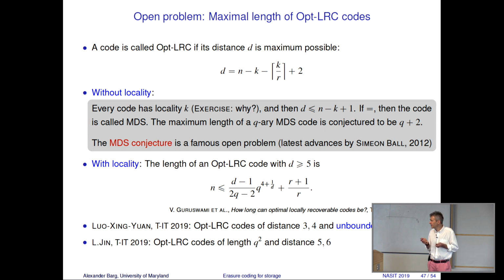Other than that, it is open. Are there codes of length q to the 4? I don't know. Are there codes of distance, not 5 and 6, but let's say 7 or 8 or 9 or 10, of length more than q? It's unclear.